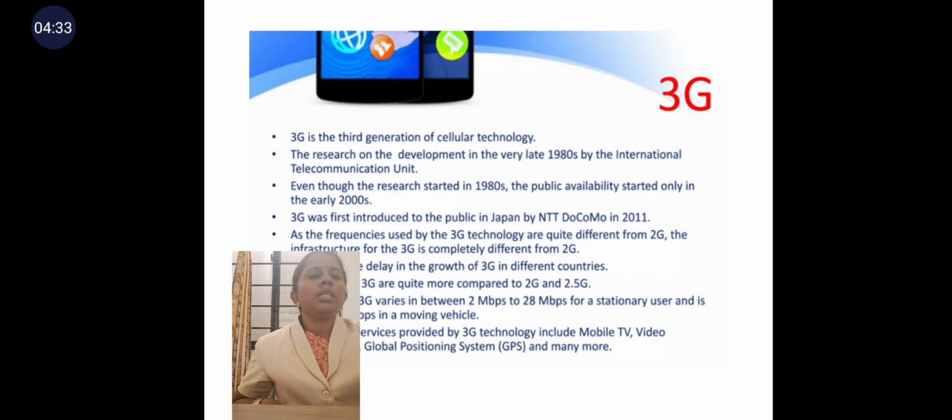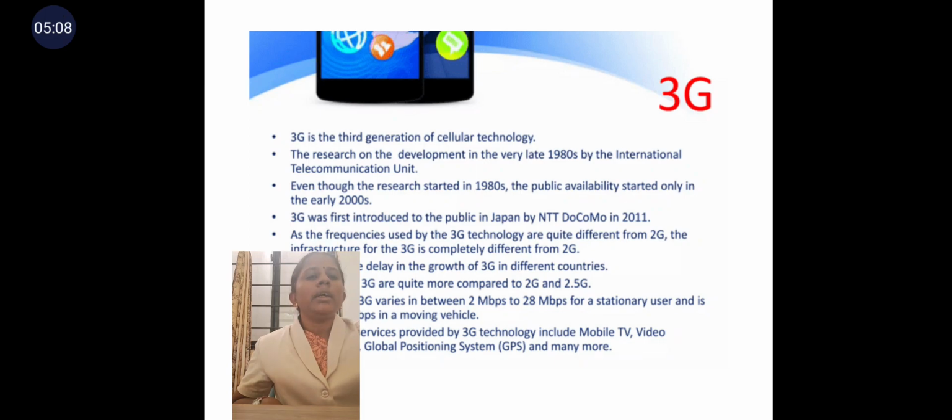Next we see the third generation. The third generation was developed from the 1980s to the ITU standard, and became available in the 2000s. It was first introduced in Japan by NTT DoCoMo in 2001. The frequencies used for 3G technology are quite different from 2G technologies, and it offers a much higher data rate compared to 2G and 2.5G. The data rate varies from 2 megabits per second to 28 megabits per second.